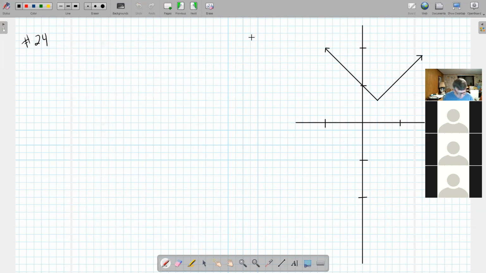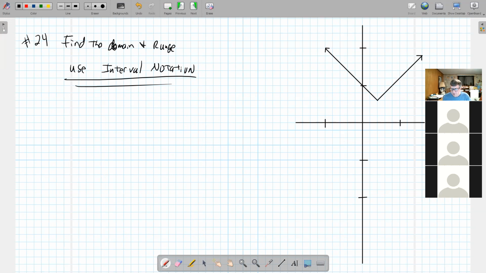All righty. Number 24. Here it says, find the domain and range. And we're going to use interval notation, which we talked about yesterday. So the domain is the x values. The range is the y values. Okay, so first of all, let me change this to red.